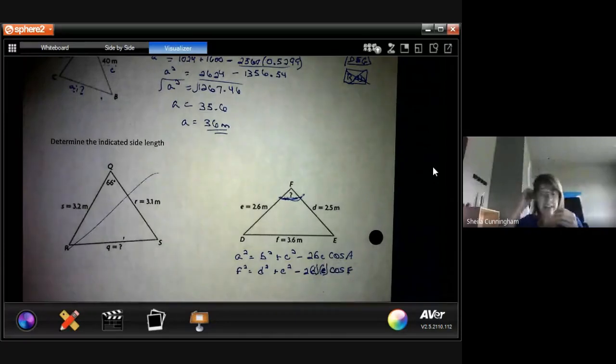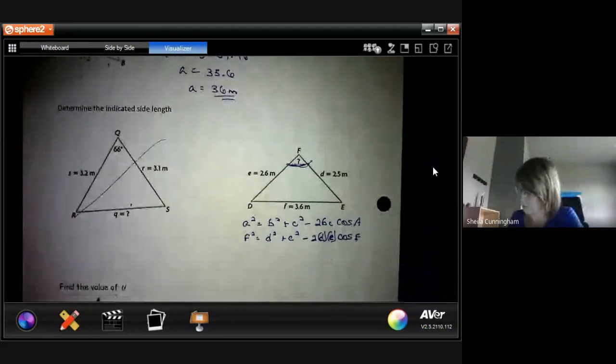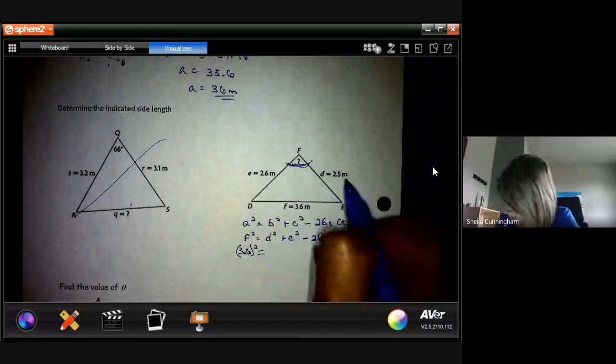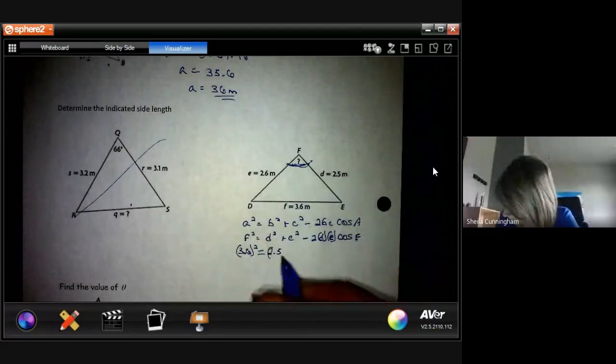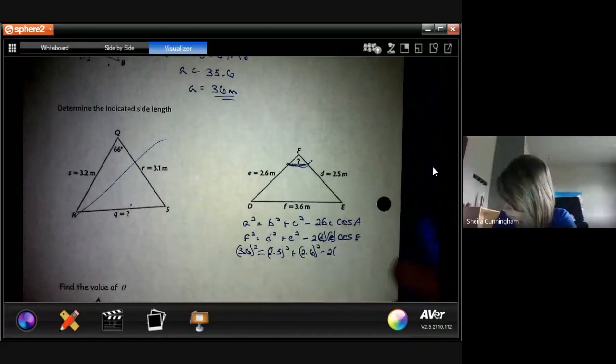So now that you've redone the labeling on it, you can go ahead and plug in all your numbers, all your values that need to go in there. In this case, F is 3.6, and we're going to square that. D is 2.5, so we're going to put that in. And E is 2.6, and we're going to square that. And then we're going to say minus 2, and I'm going to have cos of F.